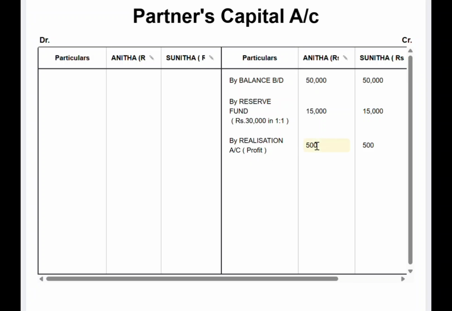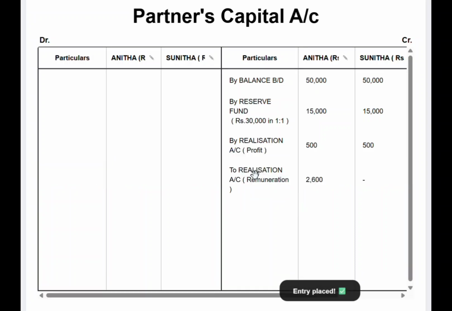Now, in this particular sum, Anita had taken over the dissolution expenses, so the firm is paying remuneration for this partner Anita. So this remuneration will have to be credited to Anita's capital account. So write it as by realization account, that is the remuneration which is being transferred from the realization account to the partners. So it will be by realization account rupees 2,600 under Anita's column. So that is the remuneration paid by the firm.